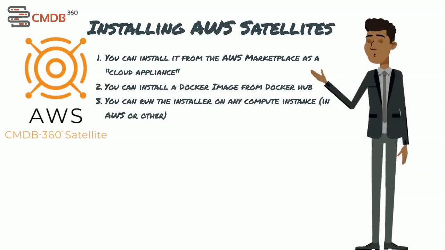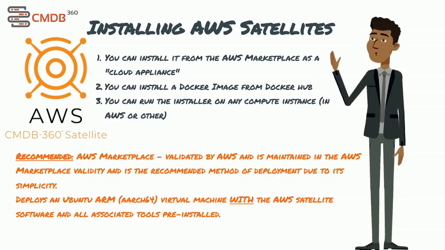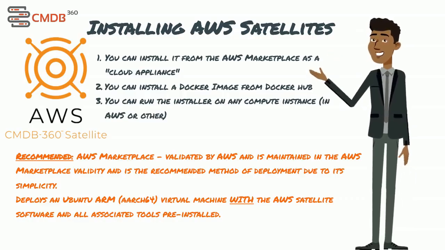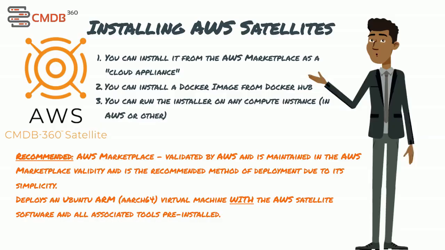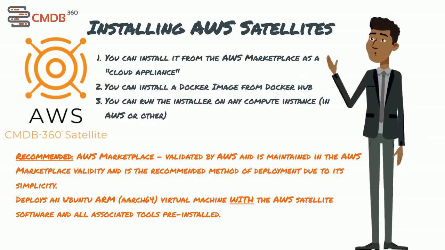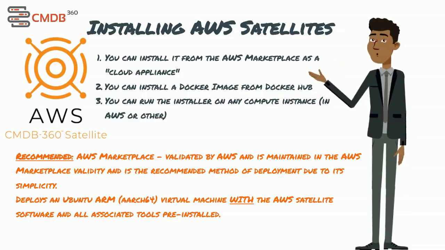In AWS or other, deployment from the AWS Marketplace is the preferred method of deployment due to its simplicity. The CMDB-360 AWS Marketplace appliance has been validated by AWS and is maintained in the AWS Marketplace catalog. The Marketplace appliance deploys an Ubuntu ARM virtual machine with the AWS Satellite software and all associated tools pre-installed.